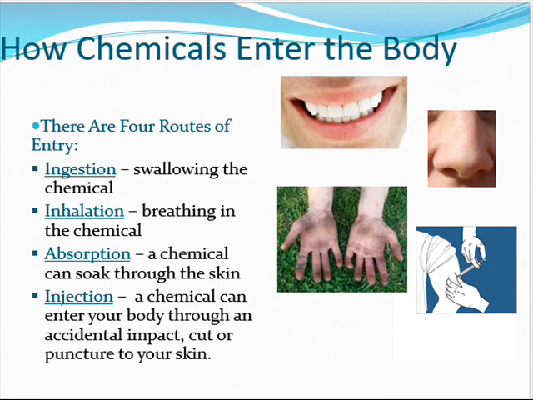How chemicals enter the body. There are 4 routes of entry. First, ingestion, swallowing the chemical. Then inhalation, breathing in the chemical. Then absorption, a chemical can soak in through your skin. And lastly, injection, a chemical can enter your body through an accidental impact, cut, or a puncture in your skin.